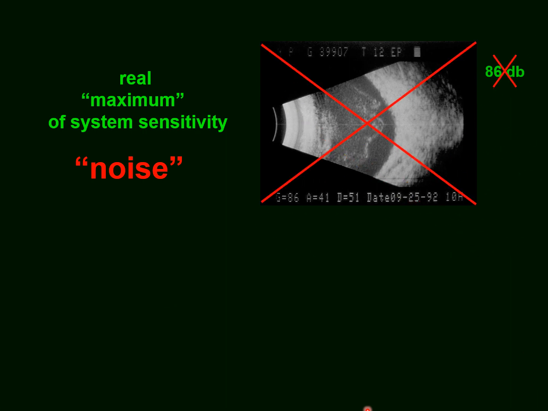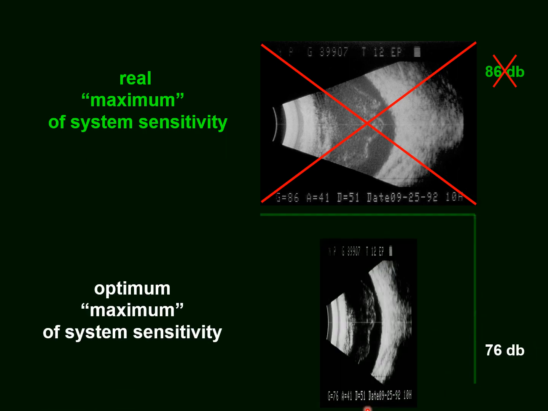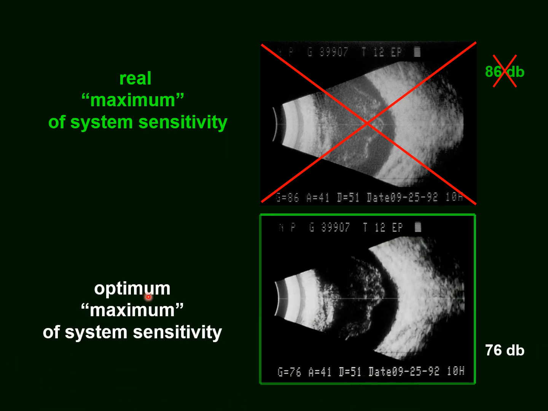When the system sensitivity was reduced to an optimum maximum, the noise had disappeared and the structures are now well visible. It is this optimum maximum system sensitivity that one has to find out for each B-scan instrument and B-scan probe, and with which the examination is always started. It was 10 decibels less than the real maximum, which was way too high.